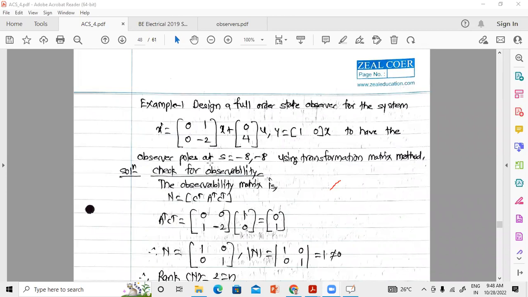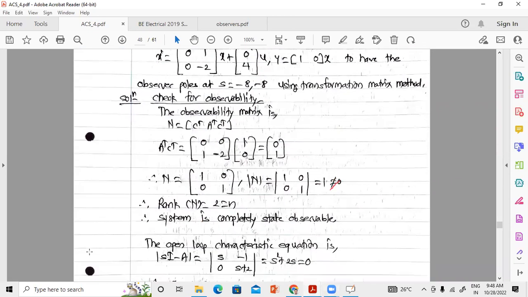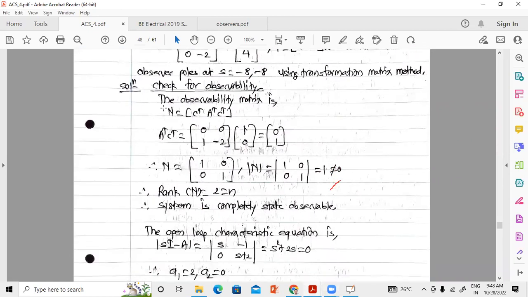Okay, so the observability matrix is here. First we need to check whether the system is observable or not. After computing N equals C transpose, A transpose C transpose, we check the rank of N. Rank of N is 2. System is completely state observable.